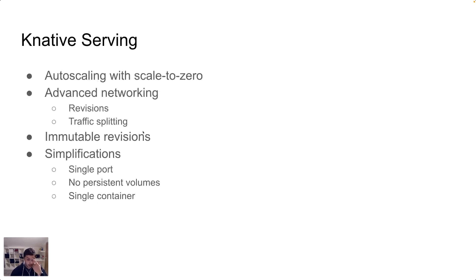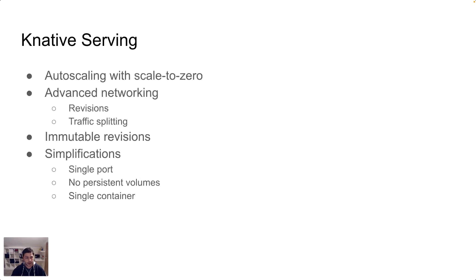And it provides immutable revisions. That means it's very easy to roll back to a previous revision. If you found out there is something wrong with the new version of the Knative service, which is your application, you can just go back to the previous revision, and Knative serving will not only revert the images for the container, it will also revert everything like the environment variables, configs, and things like that to the previous revision.